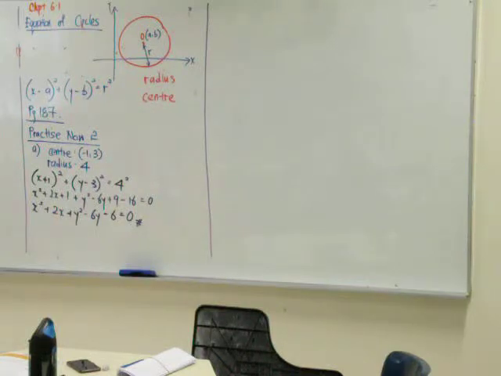And this is only worth 1 mark. By writing this standard form out, it's not worth 1 mark. This is the standard form. Okay? This is the form that we need. Equation of a circle. Easy? You'll be doing this throughout the whole chapter.